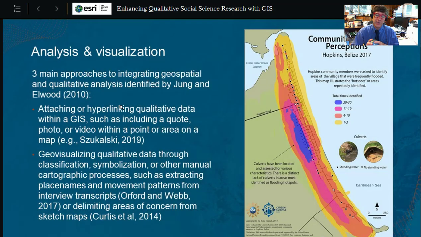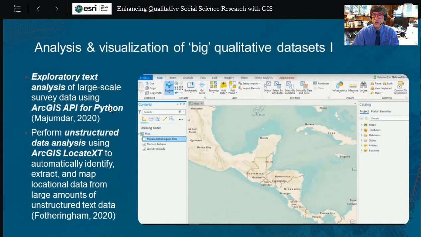So those are some takeaways of the walkability study. I hope that was instructive. Analysis and visualization. You can see some articles here where people are looking at qualitative data and place names, movement patterns from interview transcripts, flooding perceptions. It's just expanding so rapidly, and it's really exciting to see.